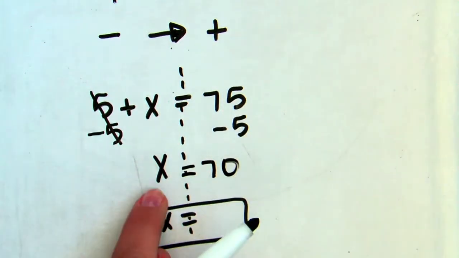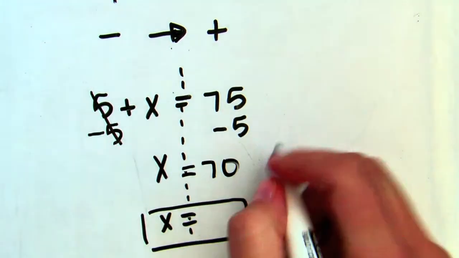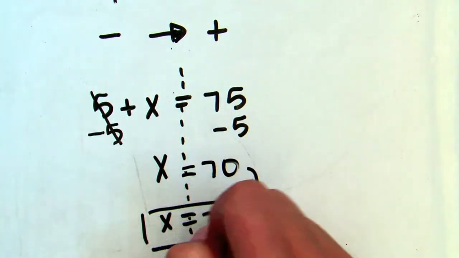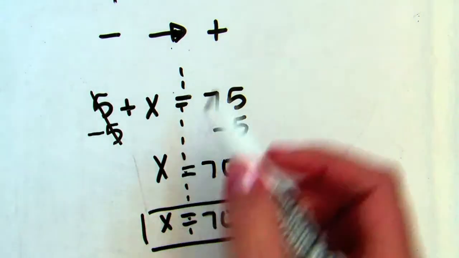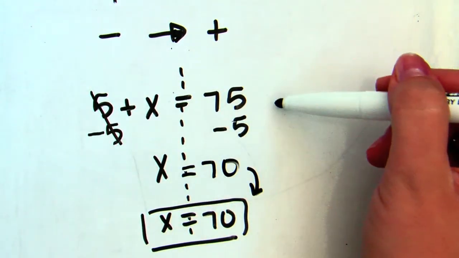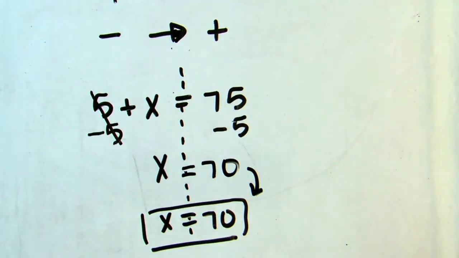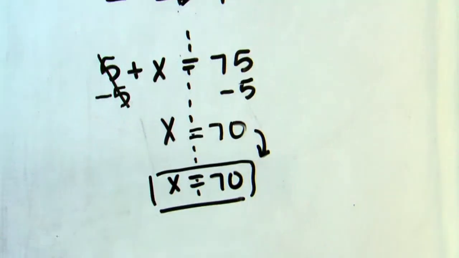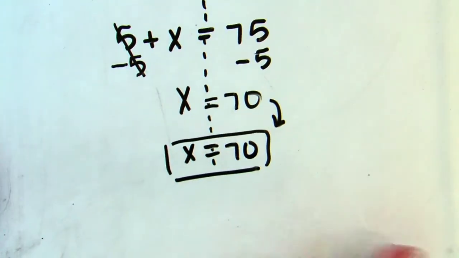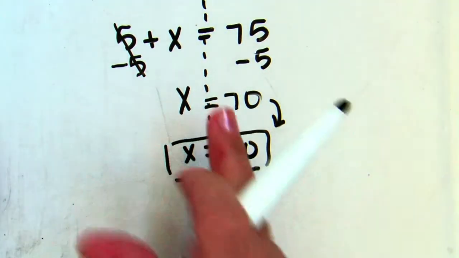Now that x is by itself, we know this is the answer, and we can record it here. So the answer to this equation is x is 70. So now we need to do an example the opposite way. So that time we had to actually subtract to solve for x.